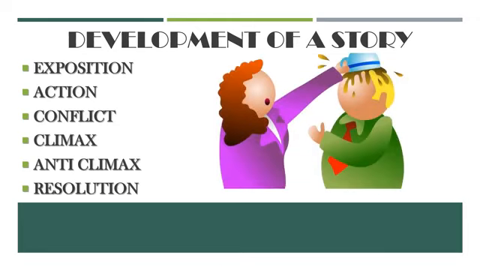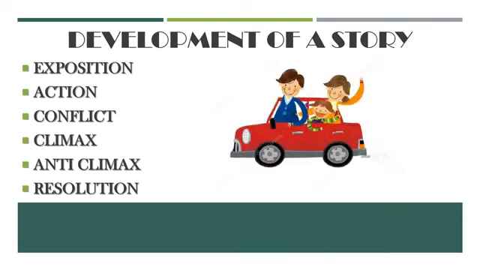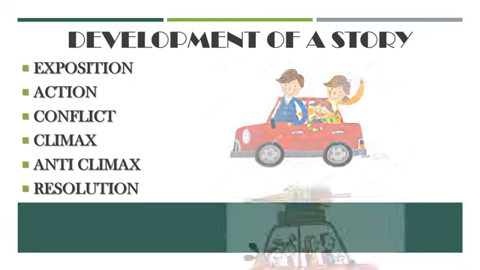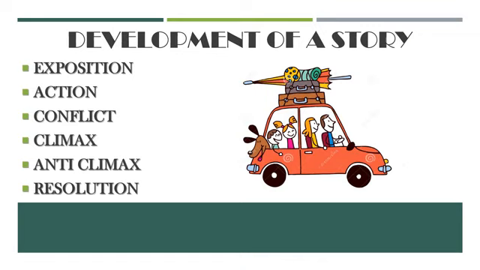At the next stage, after climax, the action falls down and something happens which is contrary to the main action. It brings surprise and the story becomes even more interesting. After anticlimax, the problem, which becomes most intricate at climax, is solved and resolution takes place, which brings happy ending to the story. All these stages can be understood through a diagram.